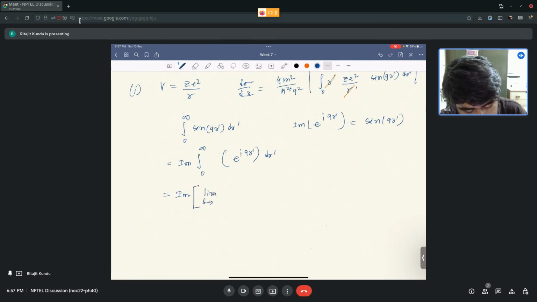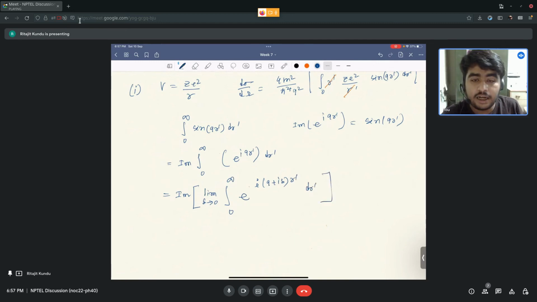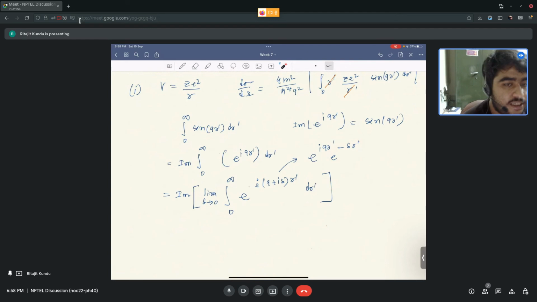Limit delta tending to 0 to infinity e to the power i q plus i delta and r prime. Okay, so this delta at the end of the calculation, I'll take this limit of delta to be 0. So just to give you some insight why I'm choosing like that, let's look at this exponent. This exponent is nothing but e to the power iq times e to the power minus delta times r, right? So you see that there is actually a decaying part sitting in this integration, in the numerator.